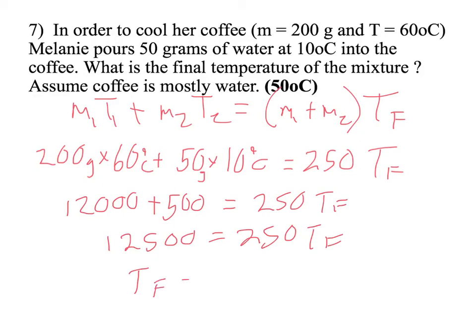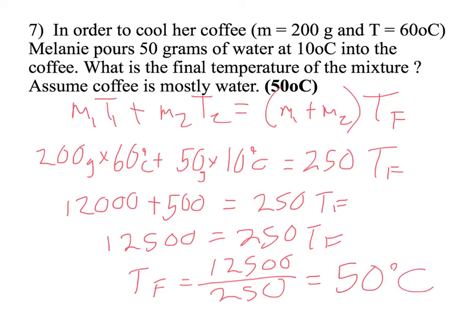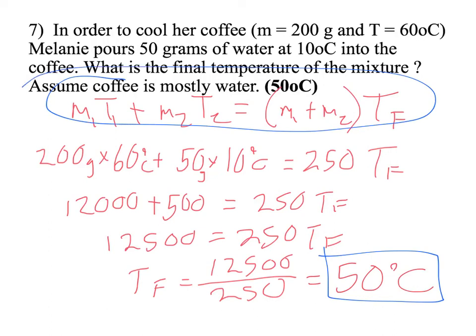TF is equal to 12,500 divided by 250, which is equal to 50 degrees Celsius. It's only coincidence that it dropped by 10 degrees and she put in 10-degree water, just in case anybody was likely to point that out. It's really just this weighted average. Okay, so the 50 grams of water dropped the temperature by 10 degrees Celsius.